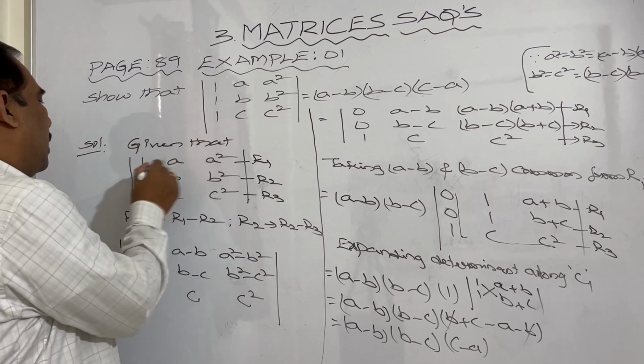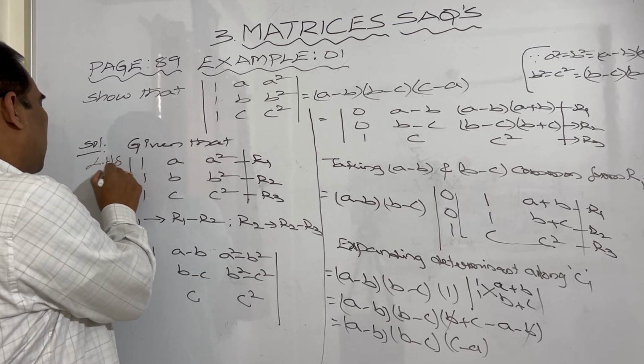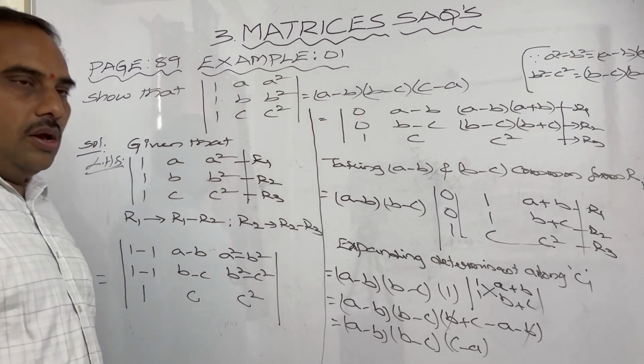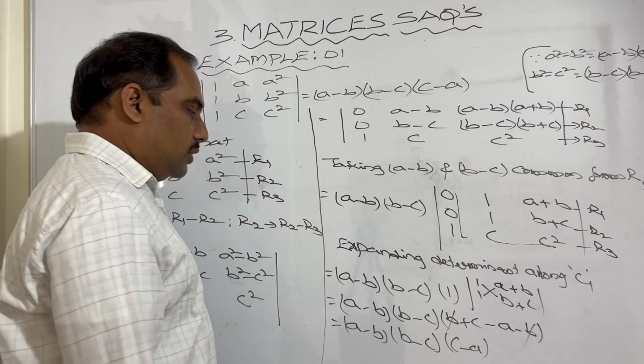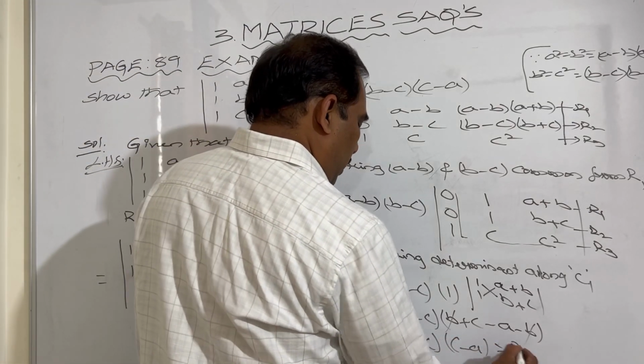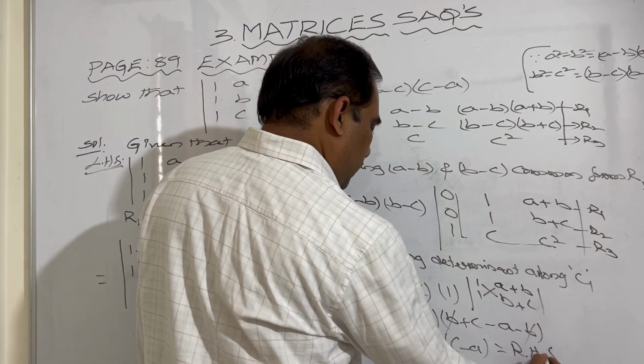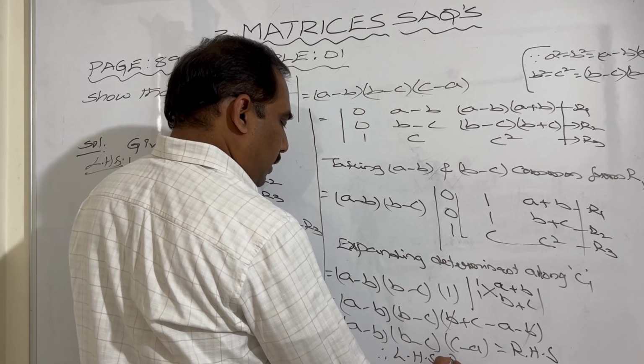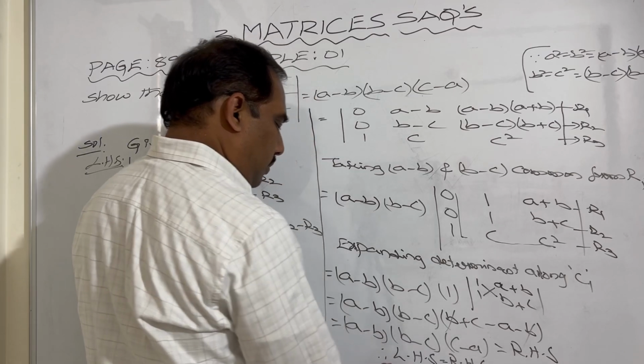So the given LHS, the determinant of [1, a, a square; 1, b, b square; 1, c, c square], we get the RHS, which is (a minus b)(b minus c)(c minus a). Therefore LHS is equal to RHS. Like this we can prove it. This is a very important problem.